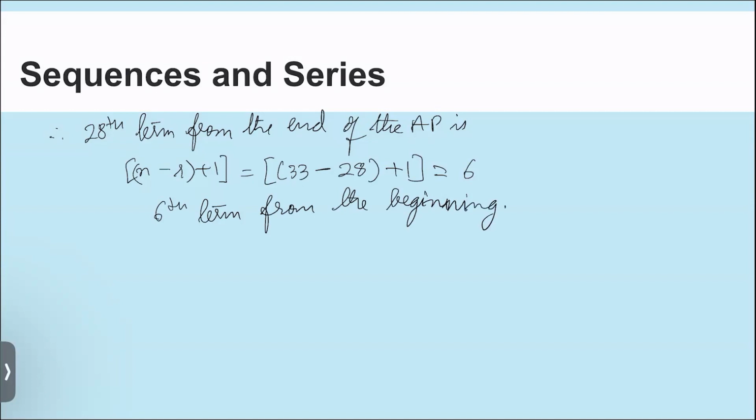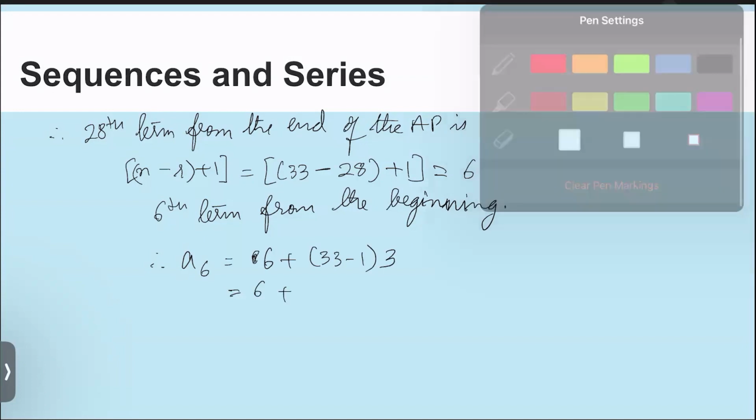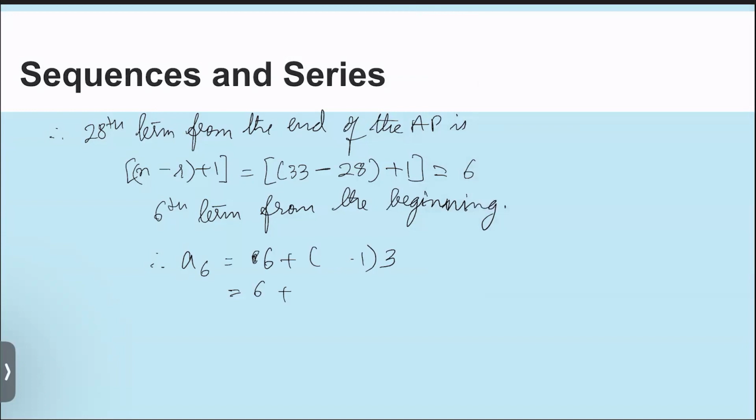So this then becomes, so therefore we will find A6 is equal to our A1, which is 6, plus (N minus 1), and our D is 3. Oh sorry, this will be 33... our N is 6 over here. Yeah, mistake, sorry. So N is 6. So that is 5, so this is 15, and this is 21.